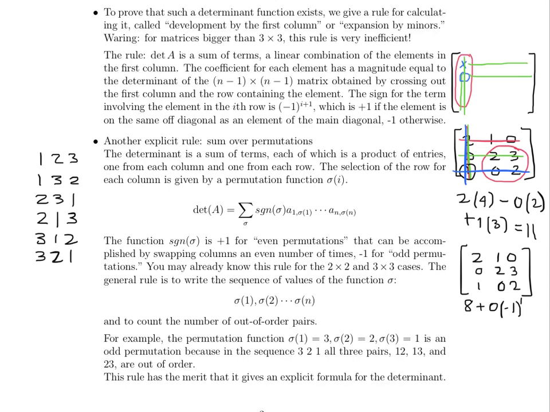But if it's up to you and you can choose how to do this, I definitely prefer expansion by minors or development by the first column rather than summing over permutations. On the upside, at least we have a nice succinct formula that we can actually write down and understand.